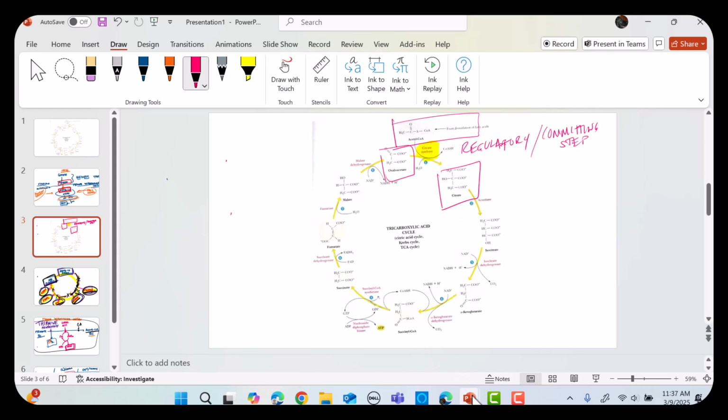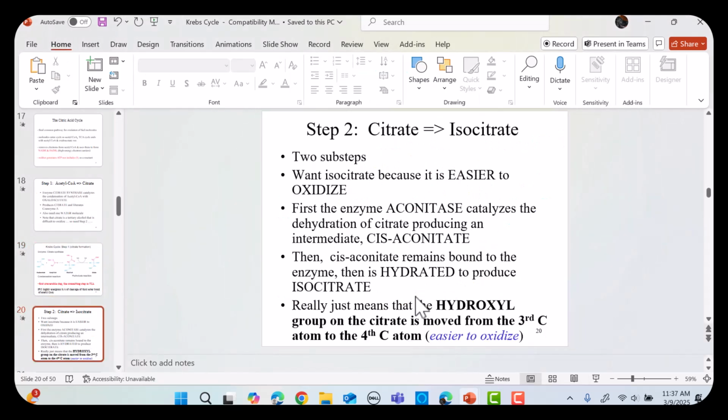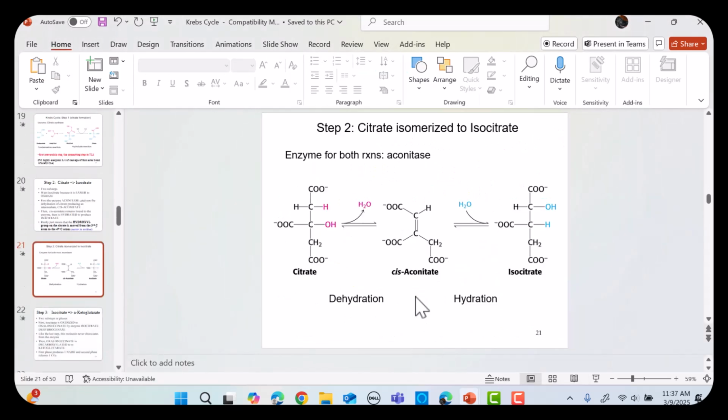Okay, so then I've got the citrate. I'm going to rearrange it into isocitrate, kind of. So I am going to make an isomer. I have my citrate. I'm going to make isocitrate out of it, but I'm not going to do it in the usual way of just rearranging something.